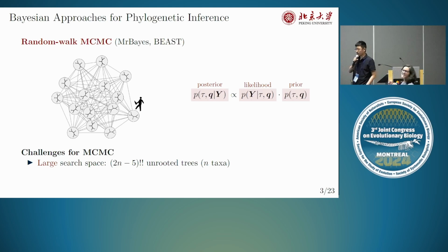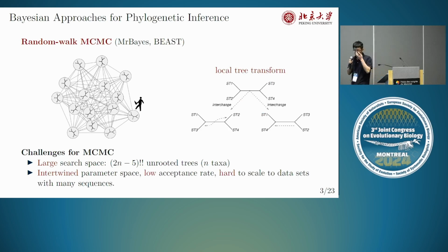Okay, it's working. So the first thing is we have a very large search space, right? If you count the total number of unrooted trees with n taxa, then the number is (2n minus 5) double factorial. That's combinatorial explosion. Another thing that makes it even worse is that the tree topology and branch length and many other parameters are kind of intertwined with each other. So you update the tree topology, maybe you don't know how to update the branch length, for example, and that makes MCMC have a very low acceptance rate, right? And then that makes it hard to scale to data sets with many sequences.